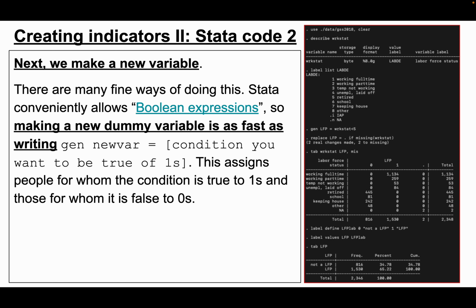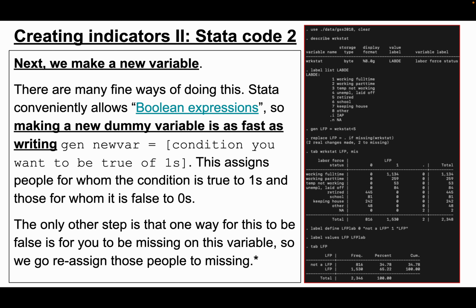Okay, so then we have the condition here that we want, which is that the person should take on a value of less than 5. Then we just need to think about, is there any way for this to be false? What this is going to do is assign people who have a work status of less than 5 to 1s, and it'll assign people who have a work status of greater than 5 equal to 0.